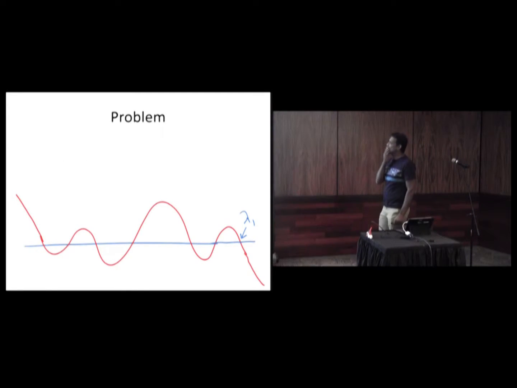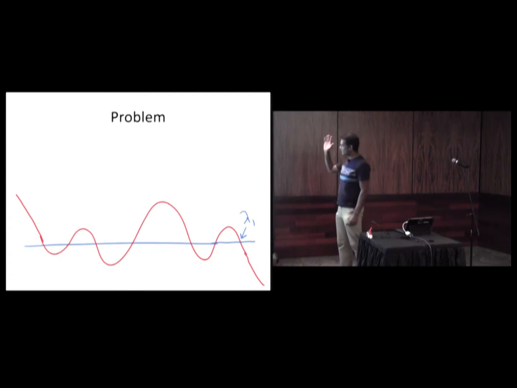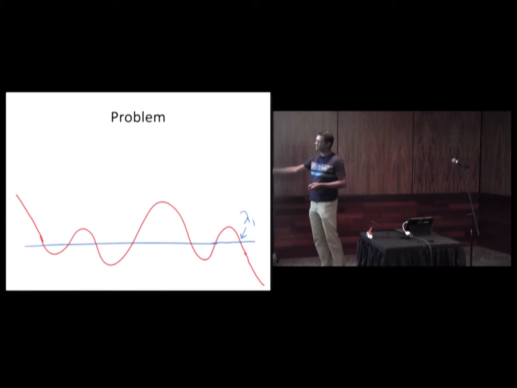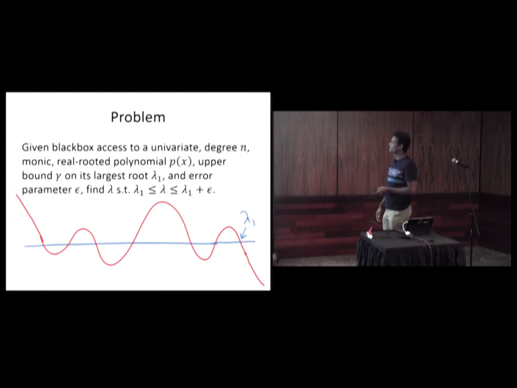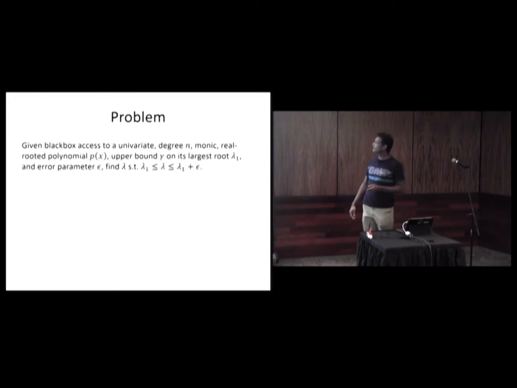Here's the problem. There's a polynomial. We assume its roots are real. And we have some upper bound on the largest root, or the magnitude of the roots. And you want to approximate the largest root. If you have some bound, by scaling, you can assume that it's between 0 and 1 or 0 and a half. So now you want to find this largest root. It's monic, so let's assume that the leading coefficient is 1. And there's some upper bound gamma on its largest root, and you'd like to approximate the largest root to within an epsilon, given epsilon.